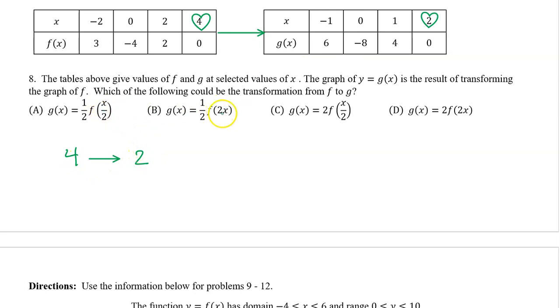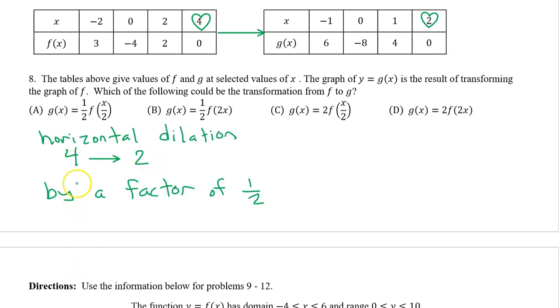This time, there is no addition and subtraction on the inside of the function, so this cannot be a horizontal translation. So that means this must be a horizontal dilation. This is a horizontal dilation by a factor of 1/2, since 1/2 of 4 would give you 2. A horizontal dilation by a factor of 1/2 is going to show up as a 2 on the inside of the function, as we see in options B and D. So that means A and C are out.